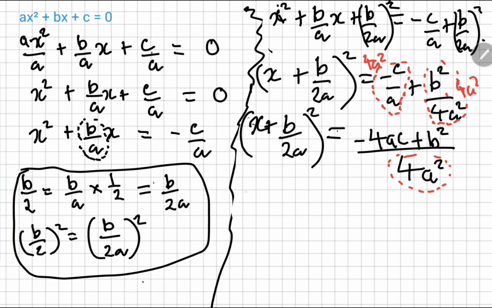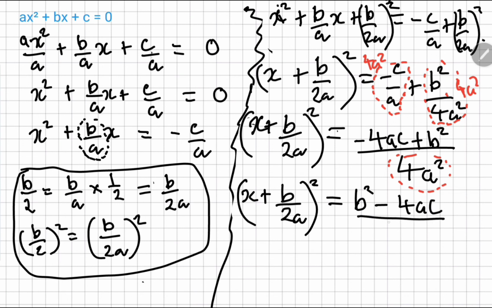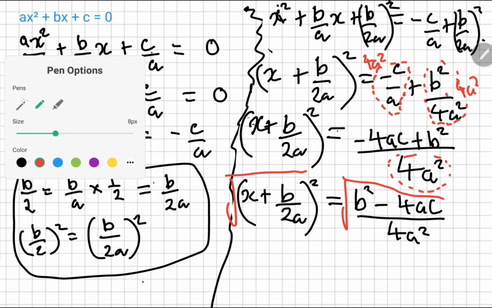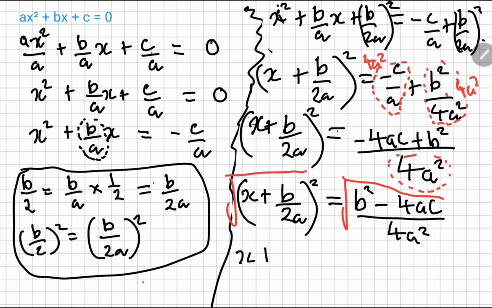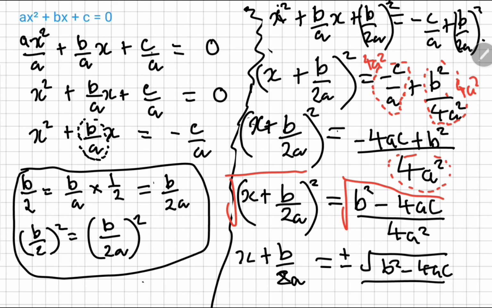Then I can continue now and just say x plus b over 2a, all of that squared, is now equal to, just by means of rearranging, b squared minus 4ac all over 4a squared. Next step is to take the square root of both sides. Then you end up with x plus b over 2a is now equal to plus or minus the square root of b squared minus 4ac all over 2a.